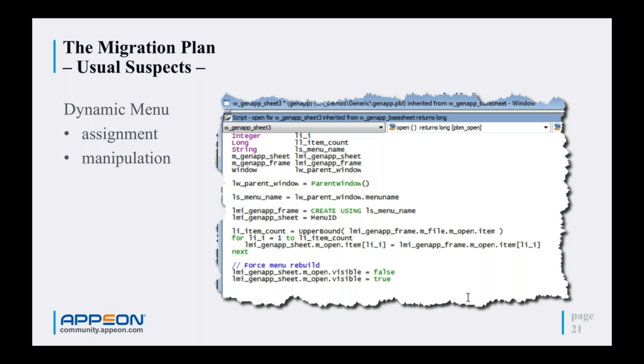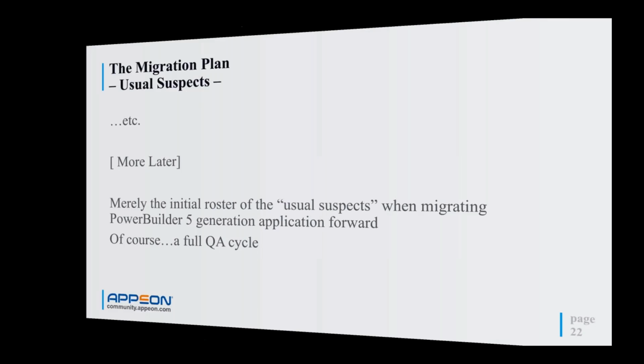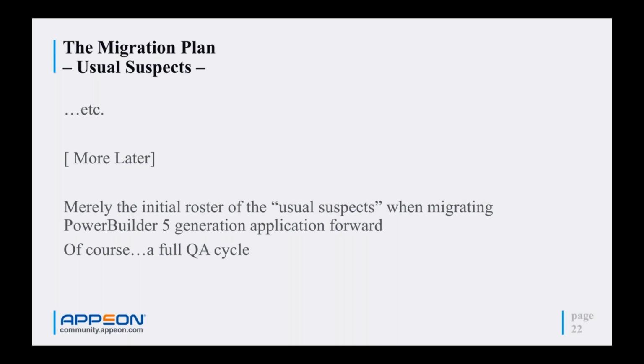For instance, I recall in one migration effort that entailed, among other things, we had a need to re-examine and modify an approach for dynamic menu assignment manipulation. I think this was from PowerBuilder 4 to 5, but dynamic menu creation and assignment, there was an issue that we needed to work around. And we'll talk about more of these later, but again, it's just an initial roster of the usual suspects. When you approach this caliber of effort for bringing a PowerBuilder 5 generation of application forward, we just wanted to suggest to you what you need to consider.